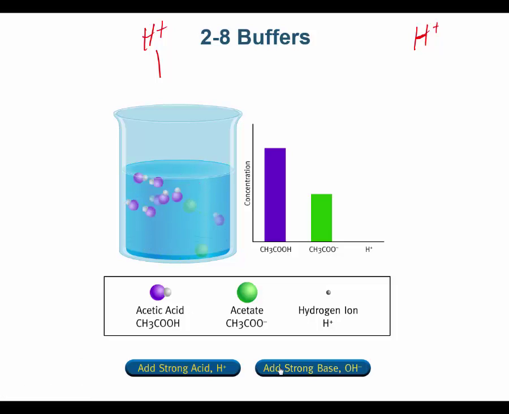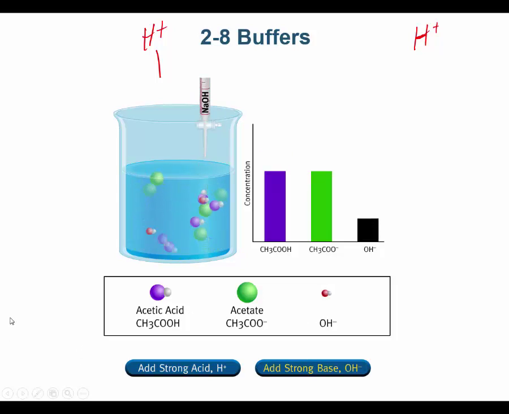Okay, now let's add a strong base. Only hydroxide ions, OH-, from the strong base sodium hydroxide are shown entering the solution. Sodium ions are not shown because they are spectator ions. They do not participate in the reaction. The strong base, hydroxide, OH-, reacts with the acid component of the buffer, acetic acid, CH3COOH, producing the base component of the buffer, acetate, CH3COO-, and water. This buffer has resisted a change in pH by removing the strong base, hydroxide, from the solution. Okay, so that's a buffer.